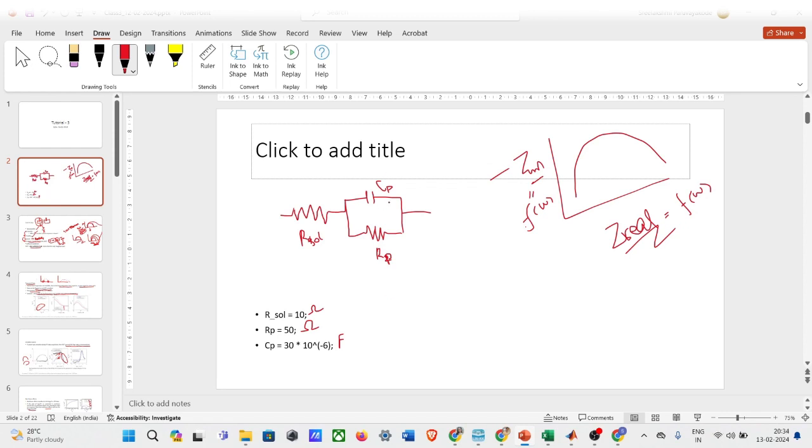So what is the first step? I can find out the resistance. For that, what is the impedance for this parallel circuit? How will I do that? 1 upon CP plus 1 upon RP. Yes, 1 by the impedance due to the capacitor plus the impedance due to RP. Now, what is the impedance due to the capacitor?